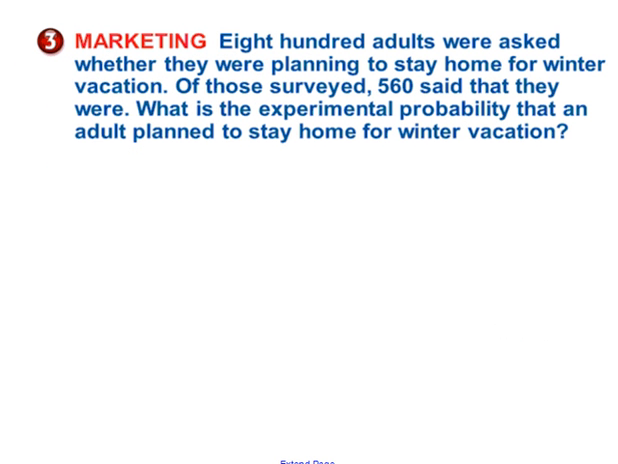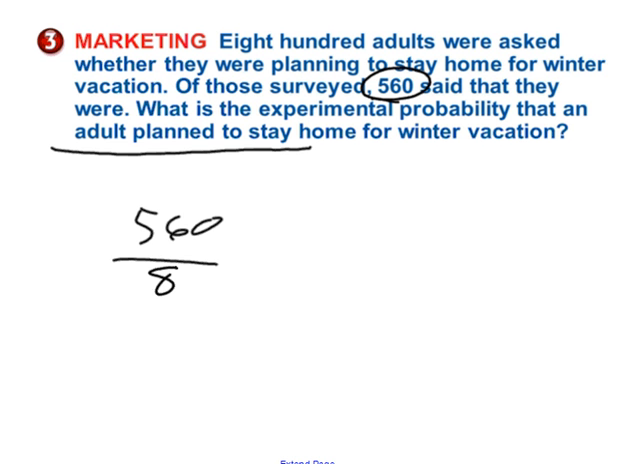800 adults were asked whether they were planning to stay at home for winter vacation. Of those surveyed, 560 said that they were. What is the experimental probability that an adult planned to stay at home for winter vacation? Well, there's 560 said they were out of 800.